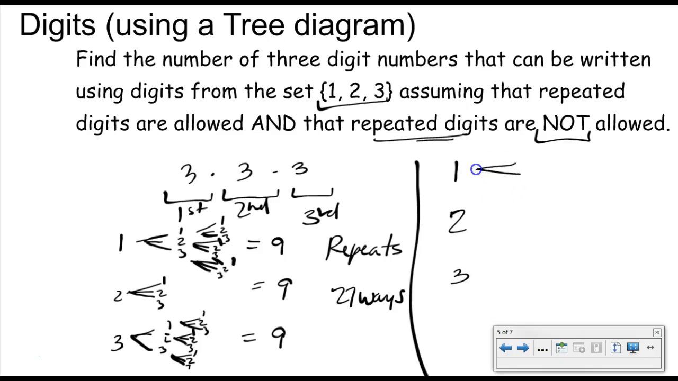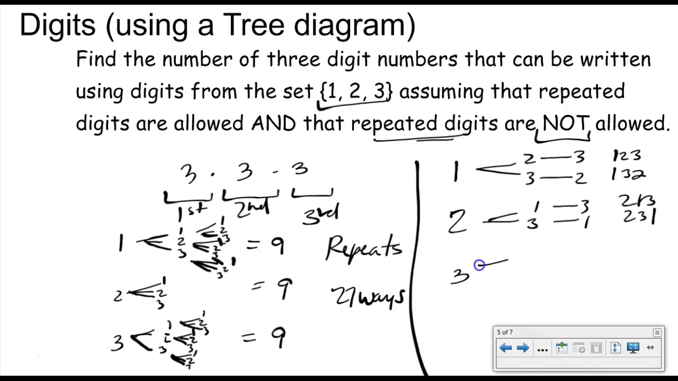So after the 1, I can have a 2 or a 3. And after the 2, I could have a 3. After the 3, I could have a 2. So I'm not repeating any digits. I have 123, and I have 132. Here, I can have a 1 or a 3. So I have 213 or 231. And last but not least, I have 312 or 321. 1, 2, 3, 4, 5, 6.